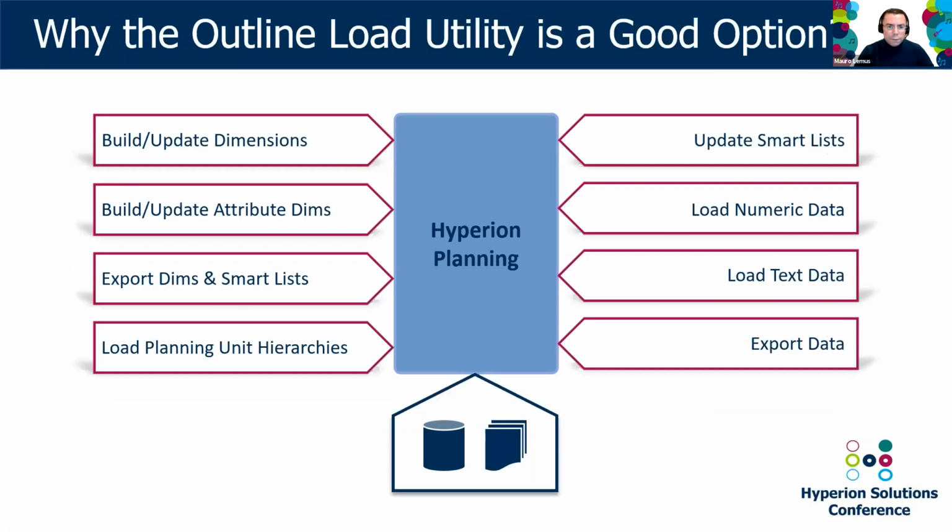So what is a good option for us? As I mentioned, it allows us to integrate Hyperion Planning with external sources or external targets using relational databases or text files. It provides multiple functions, like it allows to build and update dimensions, build and update attribute dimension, export dimension and smart list, load planning utility hierarchies, update smart list, load numeric data, load text data, that is really important, and also export data.